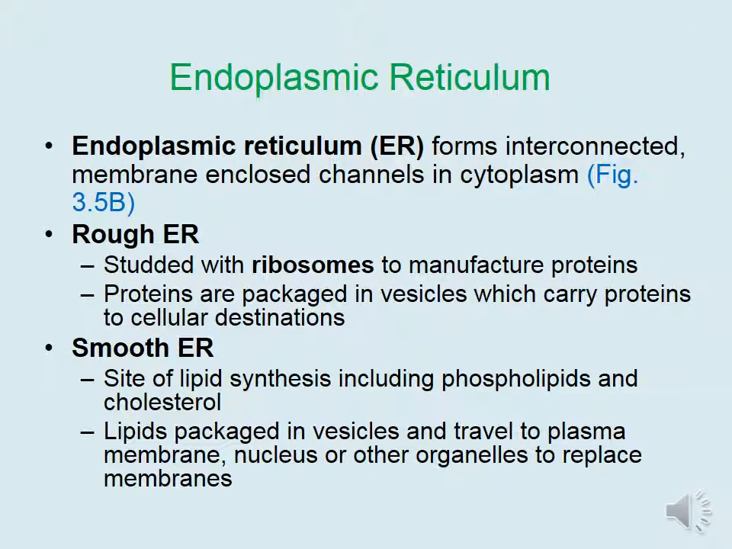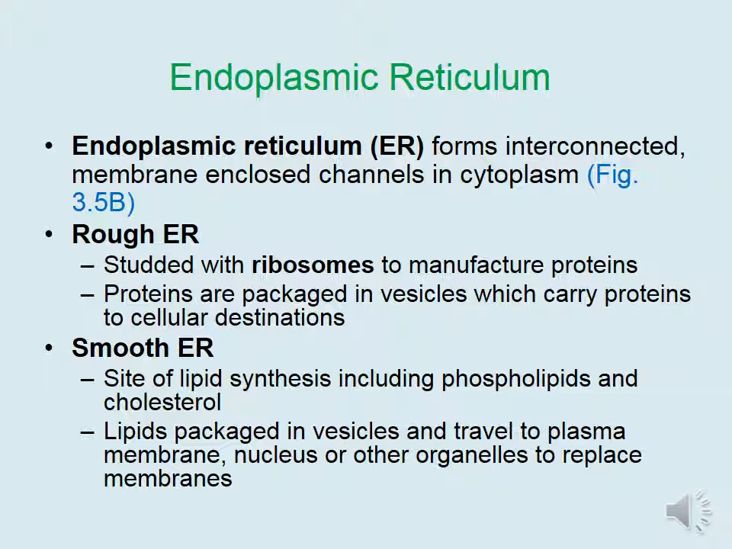The endoplasmic reticulum forms interconnected, membrane-enclosed channels in the cytoplasm. There are two types of ER, rough and smooth. Rough ER is called rough because it is studded with ribosomes that manufacture proteins. Once the proteins are made, they are packaged in vesicles that carry the proteins to different cellular destinations.